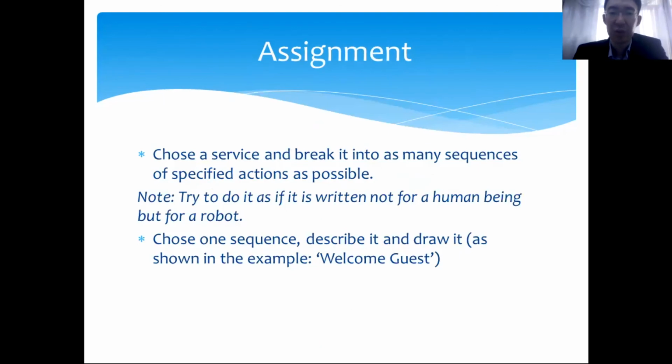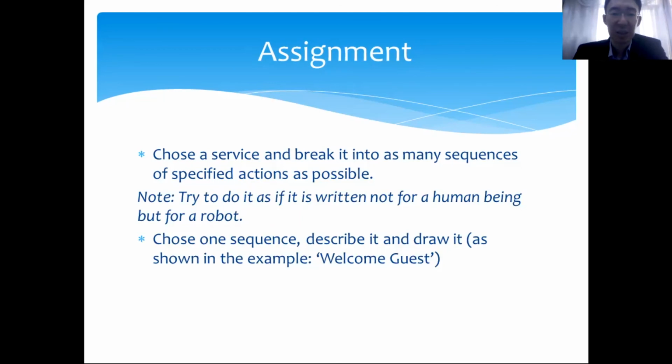Here's the note: try to do it as if it is written not for a human being but for a robot. Why do we do that? Because for us as professionals, it's way easier to remember things, and we think that some actions are simple and common, and do not even require writing. But in the case of technology, an algorithm, or a workflow, there are no unimportant tasks. So everything should be covered.